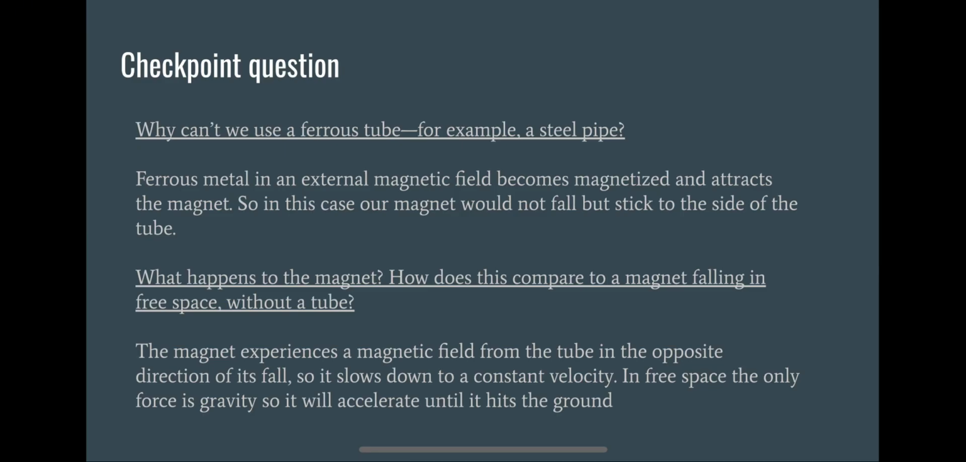In the tube, the magnet experiences an opposing magnetic force which slows its fall to a constant velocity. In free space, there's only gravity, so it would just accelerate until it hits the ground.